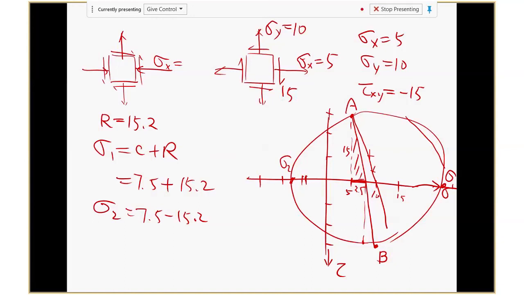Okay, now what's the maximum shear stress? 15.2. We already have it, right? Okay. Then what's the theta p? Principal direction.